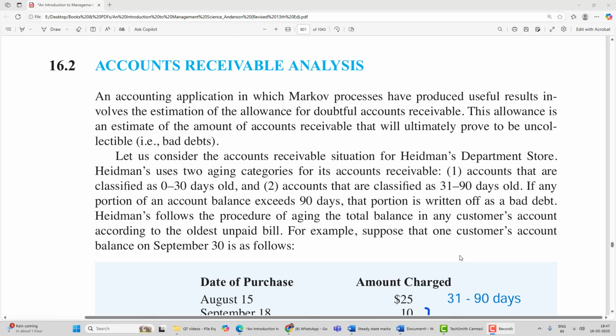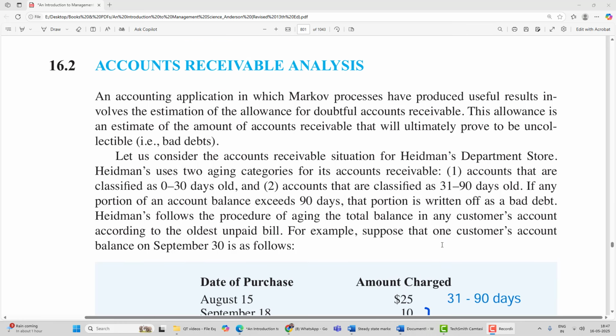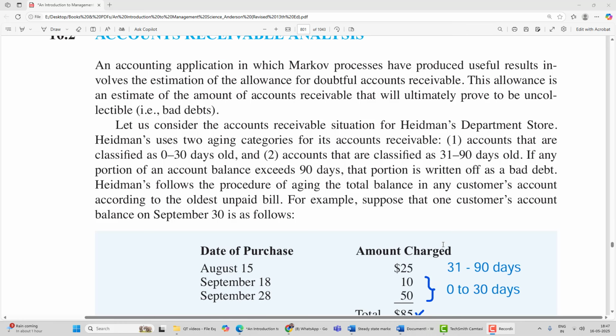Hello students, in this video we are going to see Markov process for accounts receivable analysis. Before we start understanding that, first let us understand a particular method called total balance method in account receivable analysis.